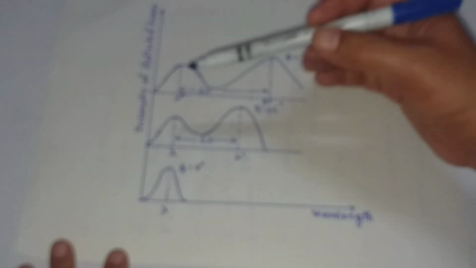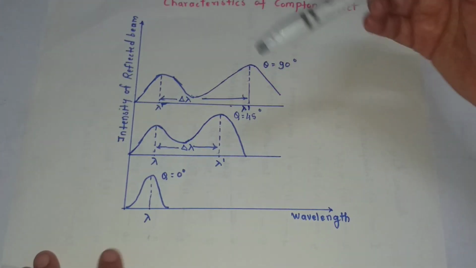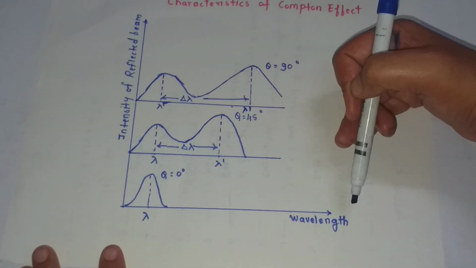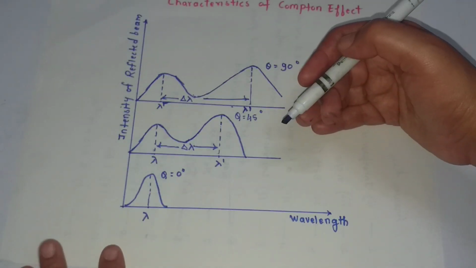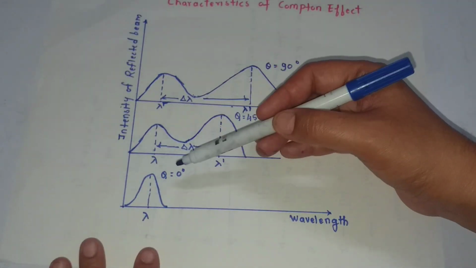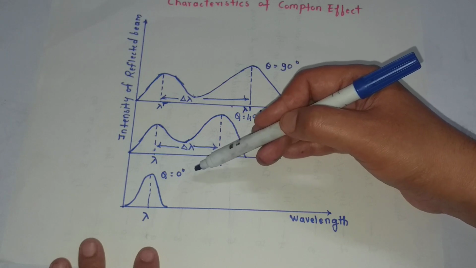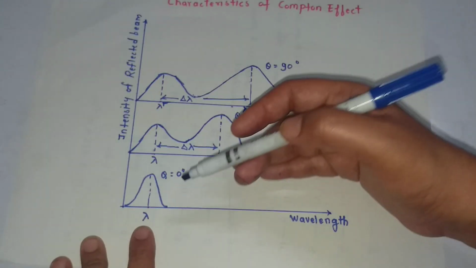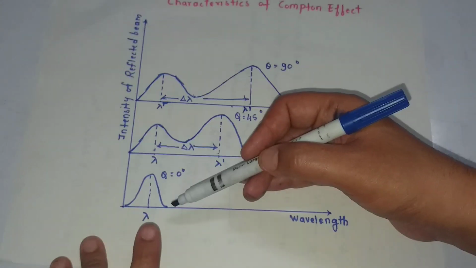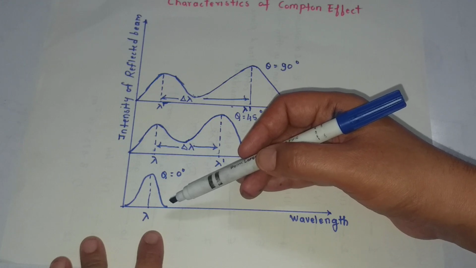With the help of this experiment, we can determine two parameters, that is the intensity of reflected X-ray beam and the wavelength of the X-ray beam. So we can plot the graph between these two parameters, that is intensity of reflected X-ray beam and the wavelength, for different scattering angle. So it is observed when the scattering angle theta equals 0, we get only one peak or one wavelength, that is lambda, which is also called the unmodified wavelength.